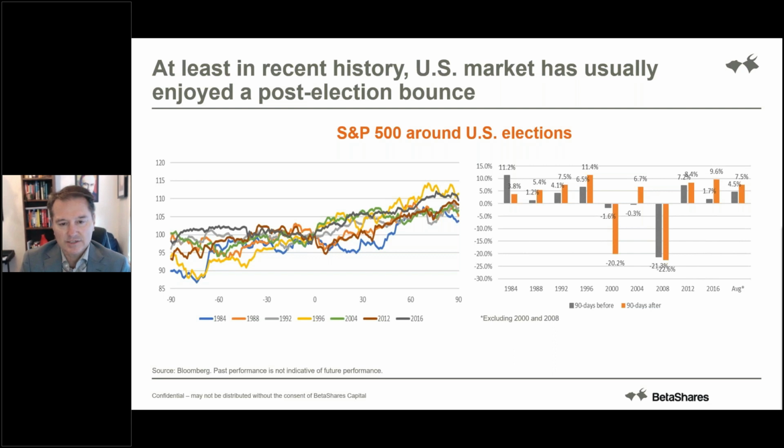Funnily enough, this slide shows that on average you've had a 4.5% gain in the 3 months before, but then a 7.5% gain afterwards. In the month before, the differences are somewhat more stark. In the 3 months, the period of share price performance is a bit weaker than that, and then the performance thereafter a bit stronger. So generally, what you're seeing is a relief rally post the election.